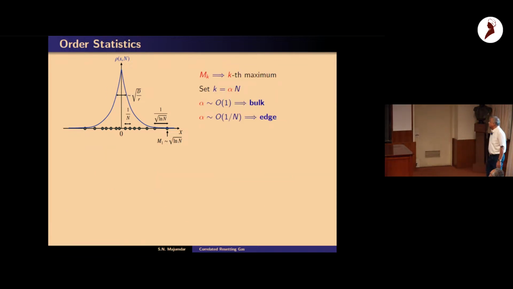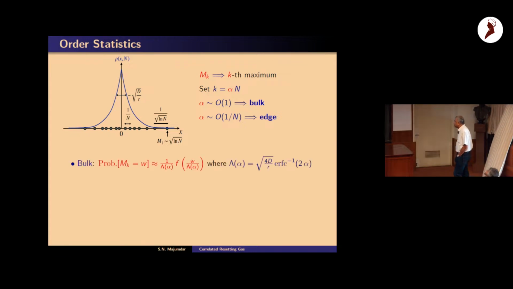And then you can actually ask, for example, for the order statistics, that is, for example, m1 is the position of the rightmost particle in the gas. So it turns out that the scale is typically square root of log n. And to compute this, you set k, which is the order basically, k equal to alpha times n. So if alpha is order 1, you are probing in the bulk of the gas. And if alpha is order 1 over n, for example, k equal to 1, k equal to 2, you are probing at the edges basically. Okay?